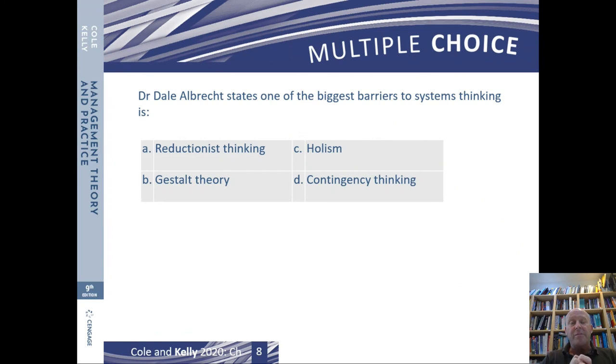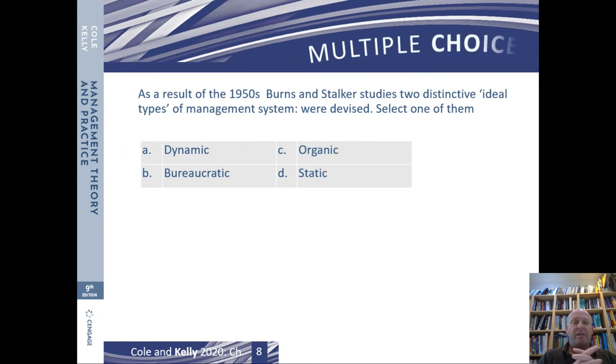So hopefully you've read the chapter now, and I've got a couple of multiple choice questions for you to think about. The first one's on the screen. Take a few seconds. Do you think it's A, B, C, or D? And the correct answer is A. And we've contrasted reductionism and holism a number of points throughout this video presentation. Another question for you. Select A, B, C, or D. And the correct answer was C. If you got any of those wrong, maybe you could go back and read over those sections again.